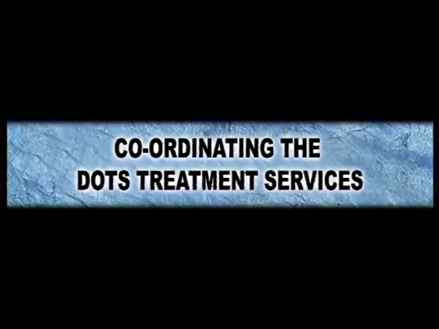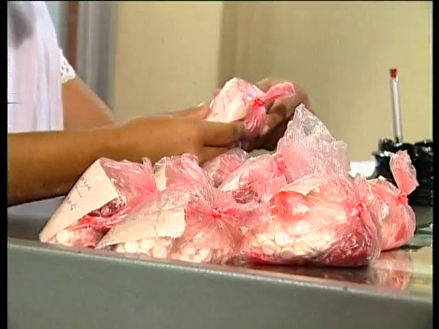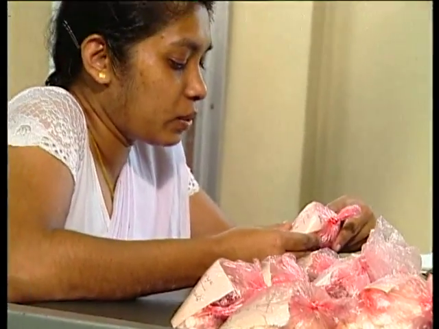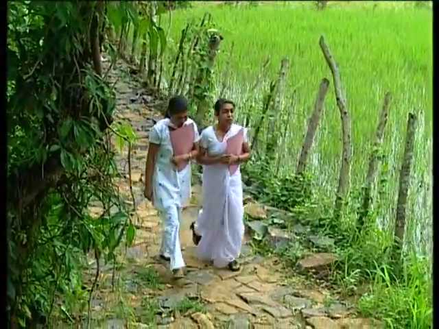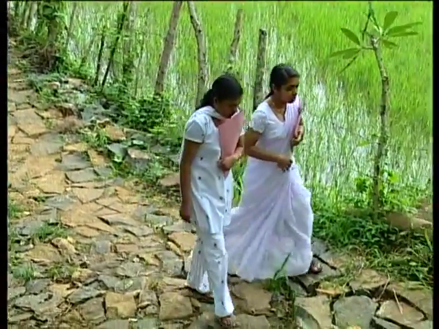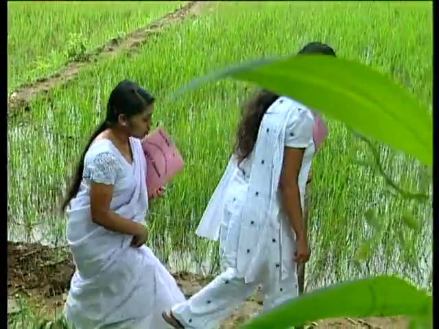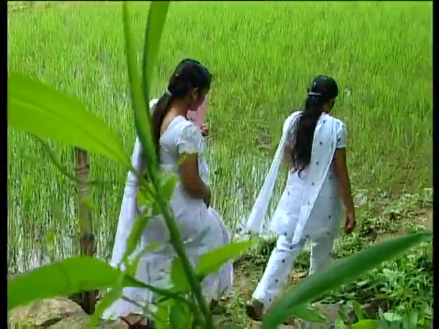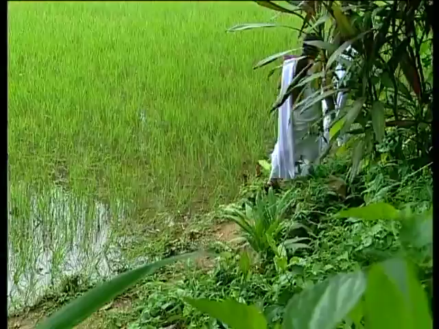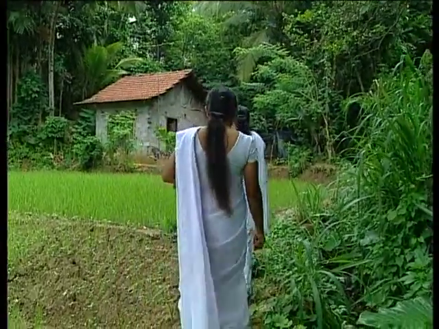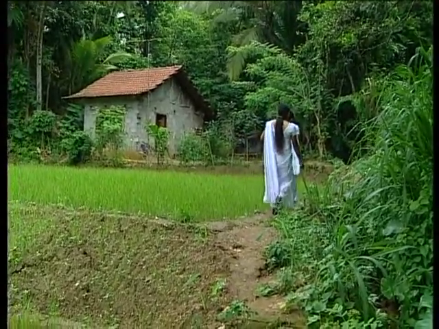Coordinating the DOTS treatment services. The task of coordinating the services provided by the DOTS strategy has been entrusted to the district chest clinics. Volunteers at the clinics providing DOTS treatment should attend these clinics daily. With the information they obtain from the clinic staff, they should investigate and follow up on the diagnosed patients who have not been reported to the clinic. Keep the district chest clinic informed of the patients who are not taking their prescribed medication according to schedule.